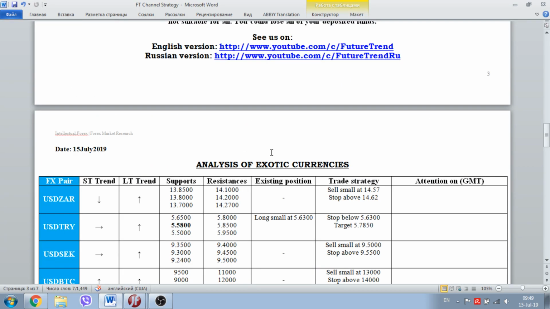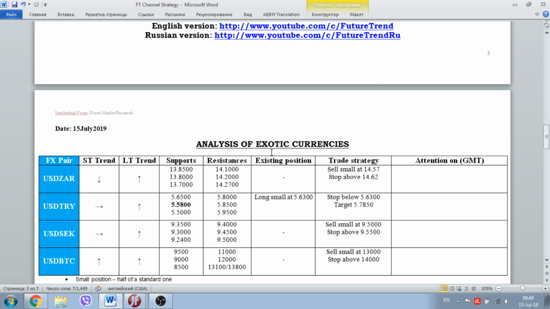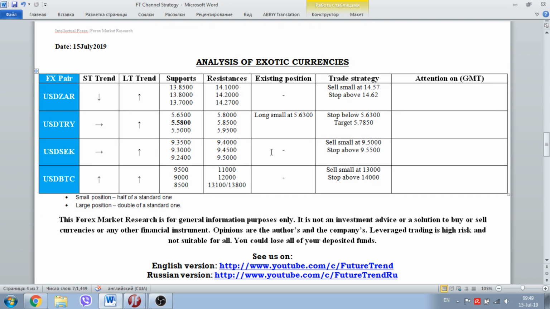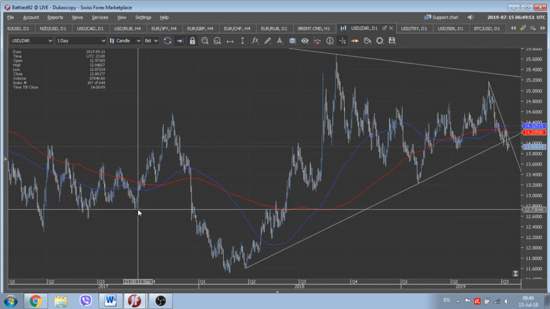And finally, a few words about exotics. Here, as you could see, we still keep our long trade recommendation in the dollar Turkish lira. But anyway, we'd like to tell you, dear subscribers, dear friends, that at the moment the situation even here is not so well for the United States currency.